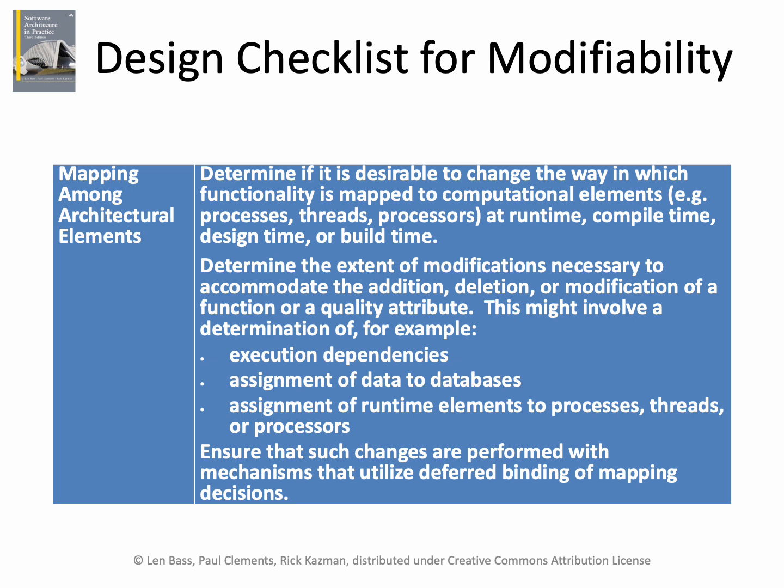Mapping among architectural elements. Determine if it is desirable to change the way in which functionality is mapped to computational elements such as processes, threads, or processors at runtime, compile time, design time, or build time. Determine the extent of modifications necessary to accommodate the addition, deletion, or modification of a function or a quality attribute. This might involve determination of, for example, execution dependencies, assignments of data to a database, and assignments of runtime elements to process threads or processors. Ensure that such changes are performed with mechanisms that utilize deferred binding of mapping decisions.